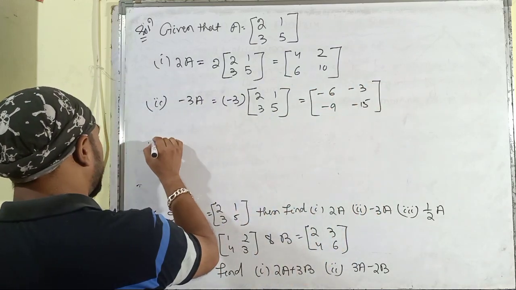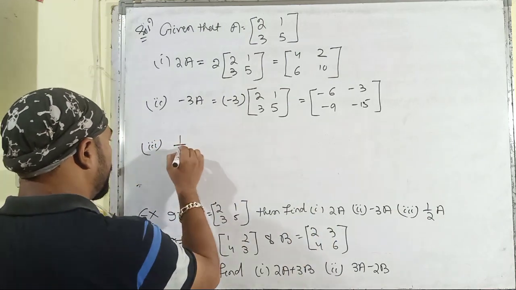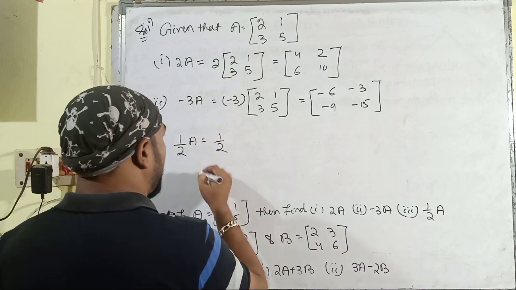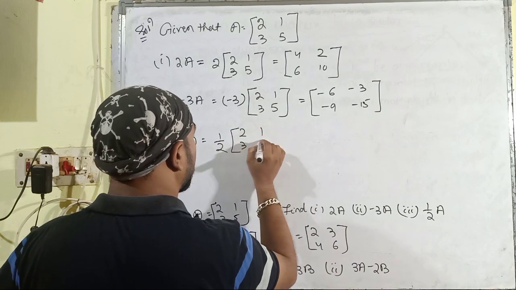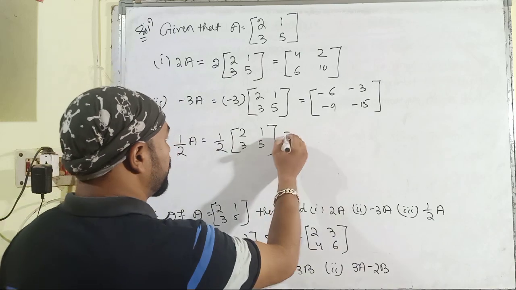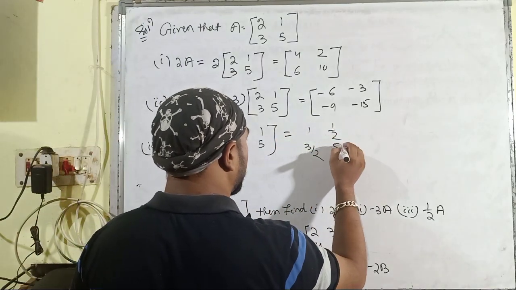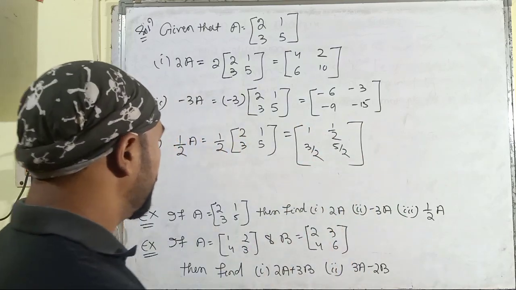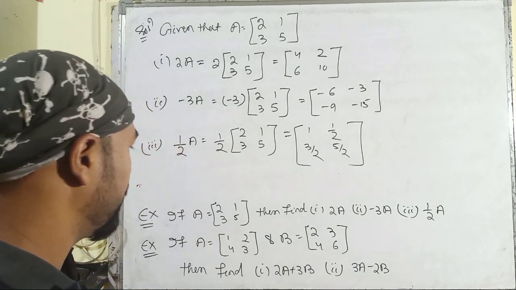Then the third one is here. Here we have to find out 1 by 2 multiplied with A. That means half multiplied with the matrix 2, 1, 3, 5. Here 1 by 2 is a scalar. Then it is 1, 1 by 2, 3 by 2, 5 by 2. And these are the solutions for example number 1. Then moving towards problem number 2.